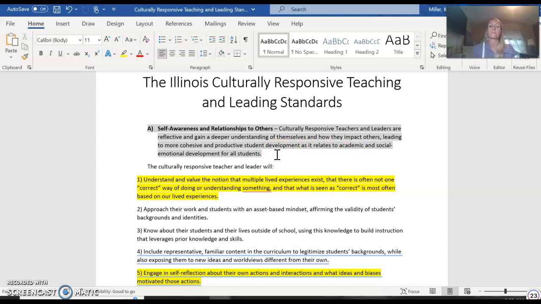Number one says, understand and value the notion that multiple lived experiences exist, that there is often not one correct way of doing or understanding something, and that what is seen as correct is most often based on our lived experiences. One activity I used to do with my students was a writing assignment, because they had to meet some standards related to writing, but the topic was, how do you treat a cold?